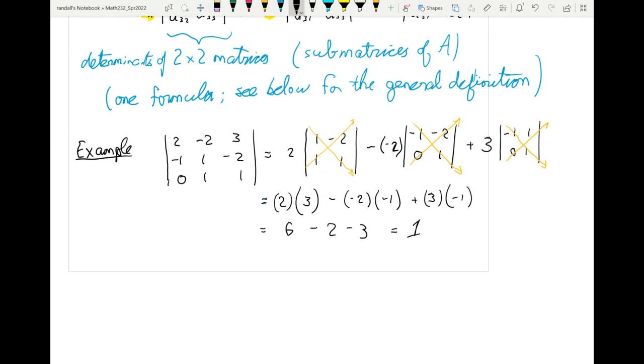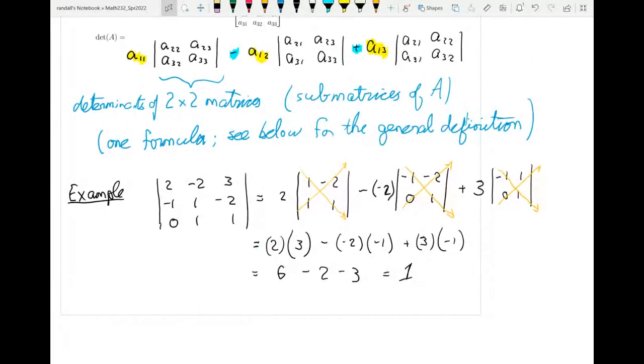So as you can imagine, for larger and larger matrices, if we were going on to a 4 by 4 matrix, I'll do one below, its formula would be reduced to a sum of 3 by 3 determinants. And each one of those I'd have to reduce this way to 2 by 2 determinants. So there could be a lot of computation involved in computing determinants of large matrices.